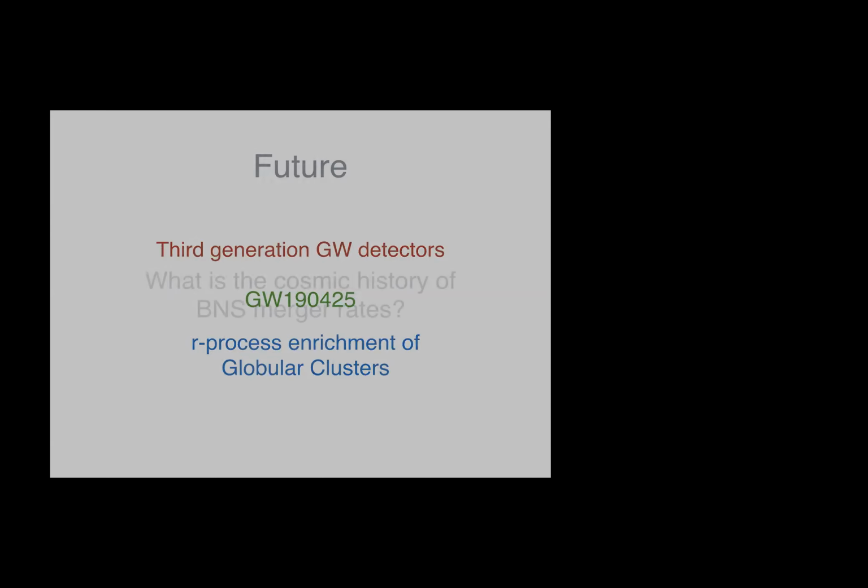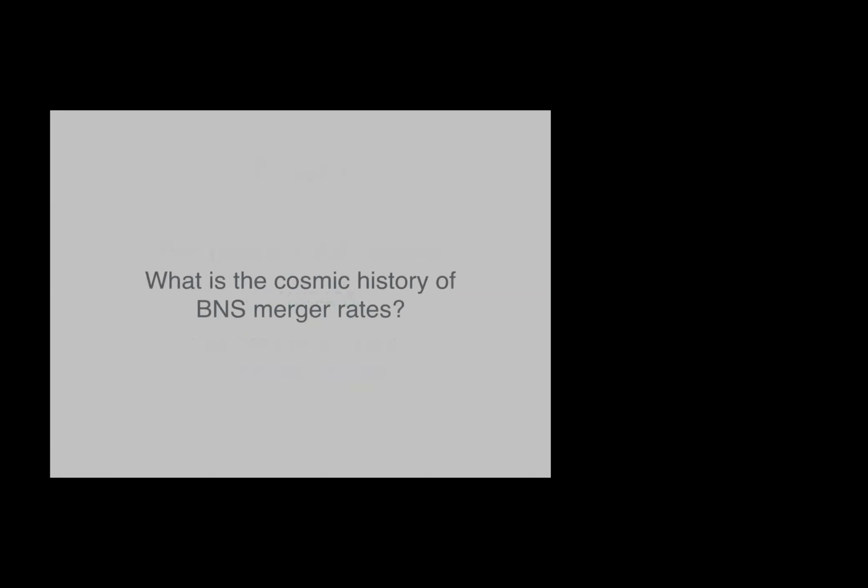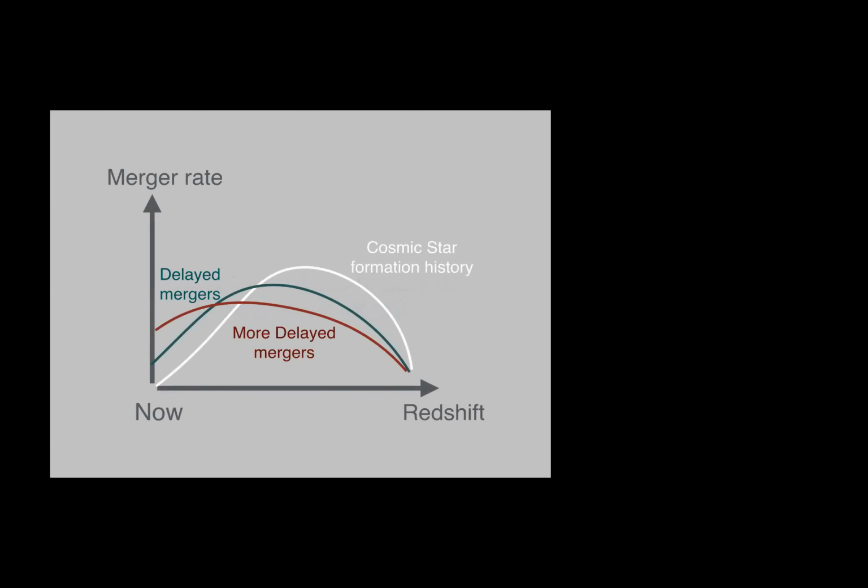I start with third generation gravitational waves. The reason they are important is the question: what is the cosmic history of binary neutron star mergers? If you want to know that, you start with the cosmic history of star formation in the universe. Then you add a delay time to it because the neutron star binaries are formed, but it takes time for them to merge. And how long will they take to merge? What is the distribution? We have no idea.